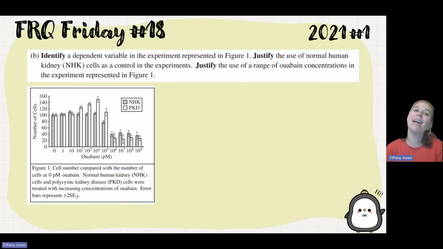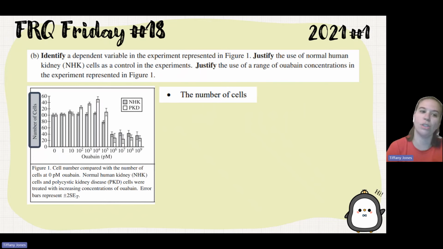So B says, identify the dependent variable in the experiment represented in figure 1. So the dependent variable is what is being measured, right? So the scientist has changed something, which is your independent variable, and you're looking at what is being measured. What's the result of that change? And so that's traditionally found on your y-axis. So the number of cells is what is being measured. They're seeing how many cells are going to be made in those different levels, just by the use of the normal human kidney cells as a control in the experiment.